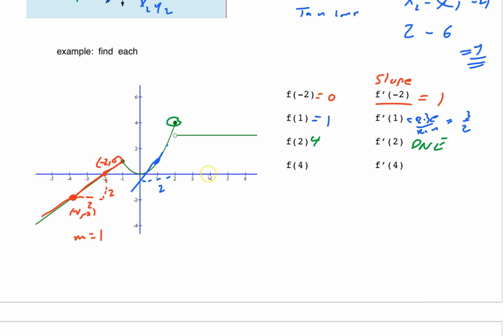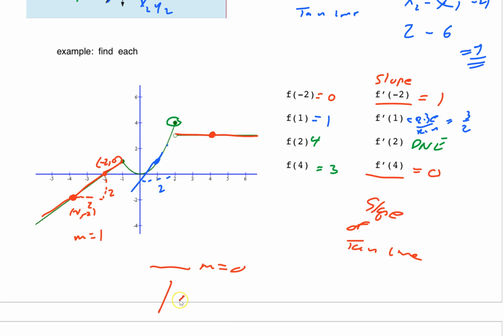f of 4. f of 4 is right there. Right, so the y value is this 3. And the next one, f prime of 4, right? So what's the slope of the tan line at 4? So when you see prime, remember it's slope of tan line. So we go to 4. Now, remember, if you draw a tan line on a straight line, it's the line itself. And what's the slope of a horizontal line? 0. Remember, if it's a line like that, slope is 0. If a line's like this, slope is undefined, no slope.